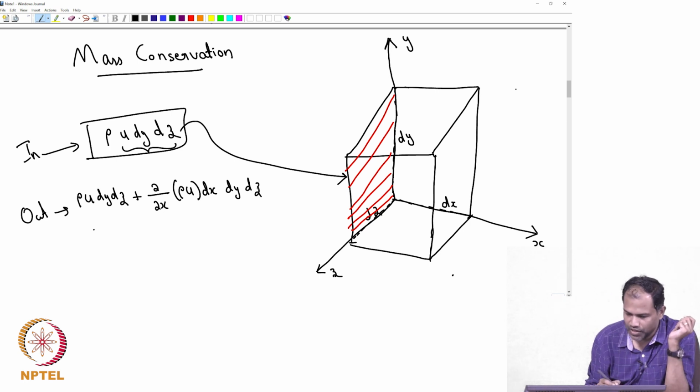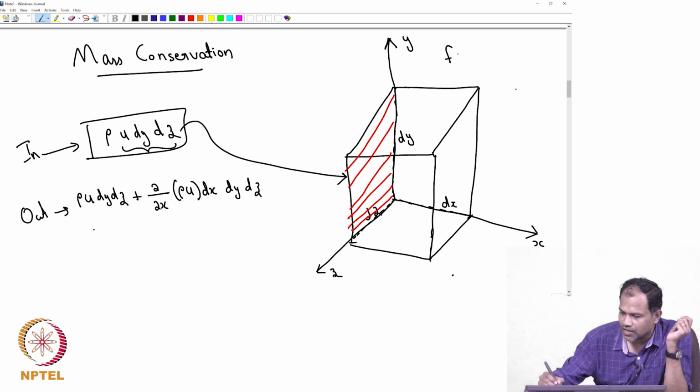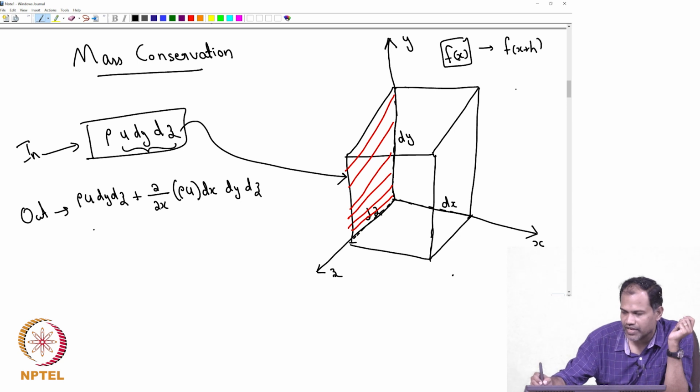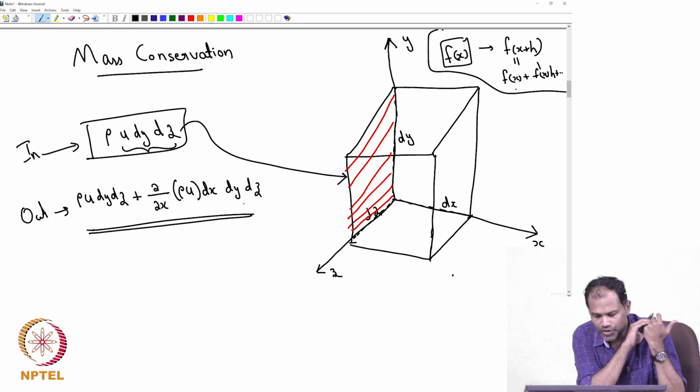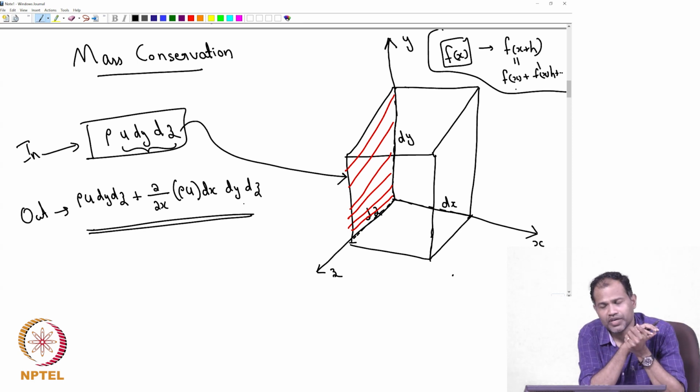Let us say you know the value of a function f at x, and you want to calculate what is f at x plus h, where h is a small quantity. You will write f of x plus h as f of x plus f prime of x into h and so on. That is what we have used to write down the amount that is going out.